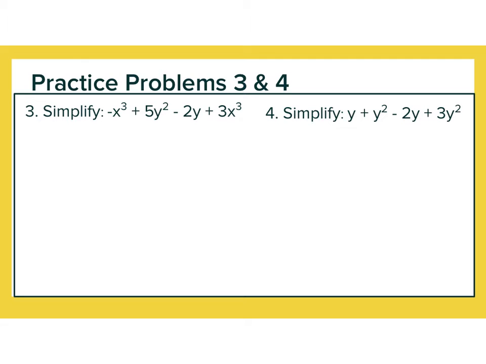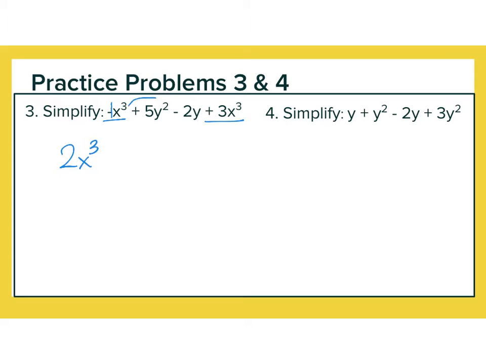Okay, practice problem 3. I have a negative x squared and a positive x cubed and a positive 3x cubed. There's a 1 here, so it's -1 and +3. Signs are different, so subtract. 3 minus 1 is 2x cubed. I have more positives than negatives, so it's positive. I don't ever start with a plus sign, so I don't have to write that one.